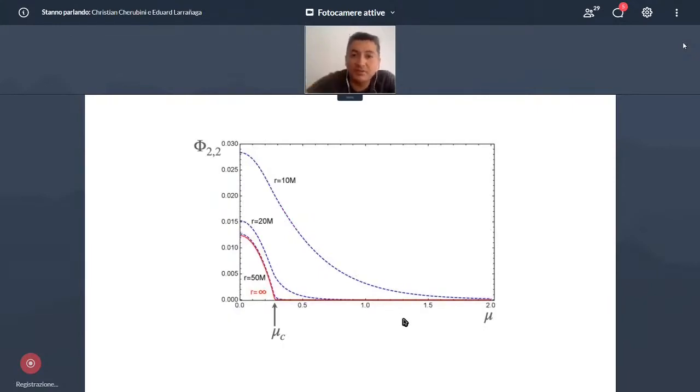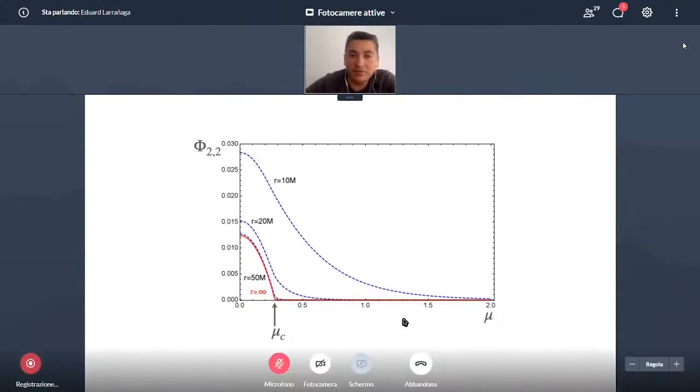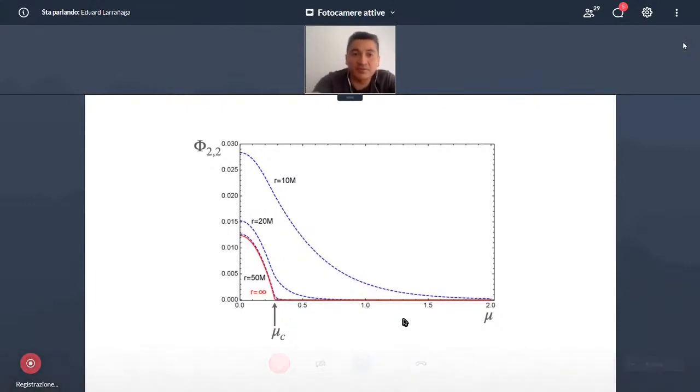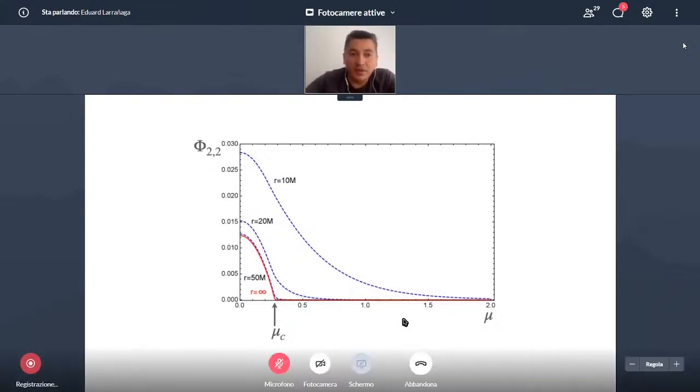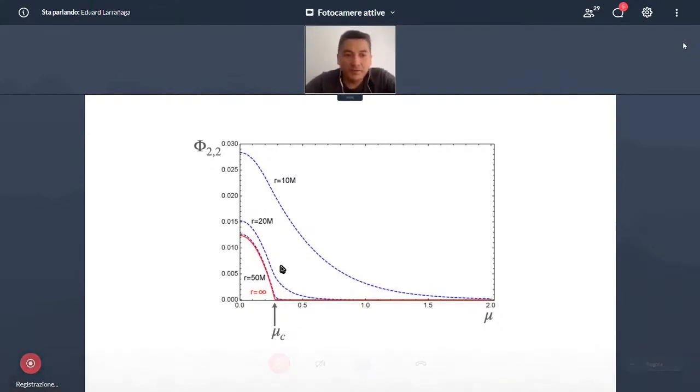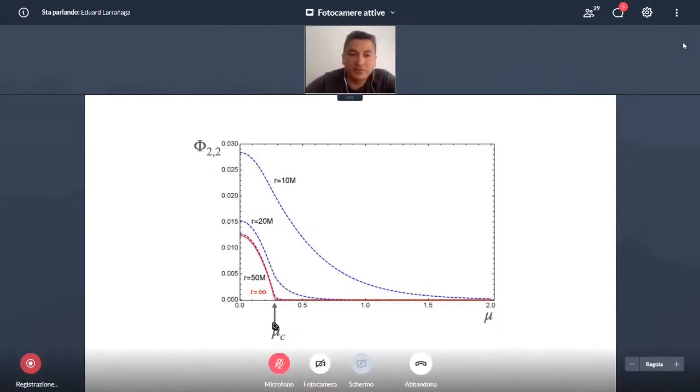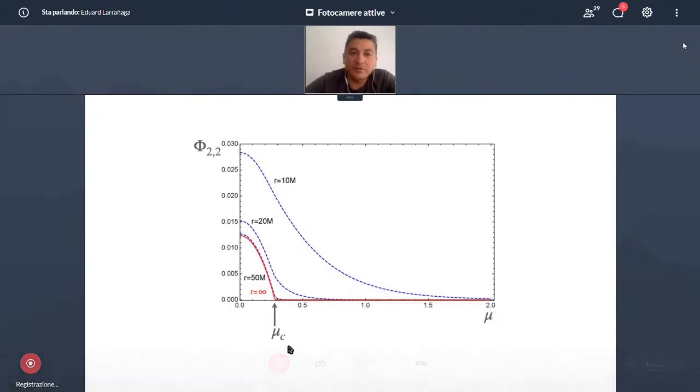Restricting our analysis to the mode with L equal 2 and M equal 2, the amplitude of the waveform is explicitly obtained and presents an interesting dependence on the mass of the scalar field and on the location of the observer. As in this plot, for an observer located at a large distance from the source, there is a critical value of the mass, denoted by mu sub c, for which the amplitude vanishes.